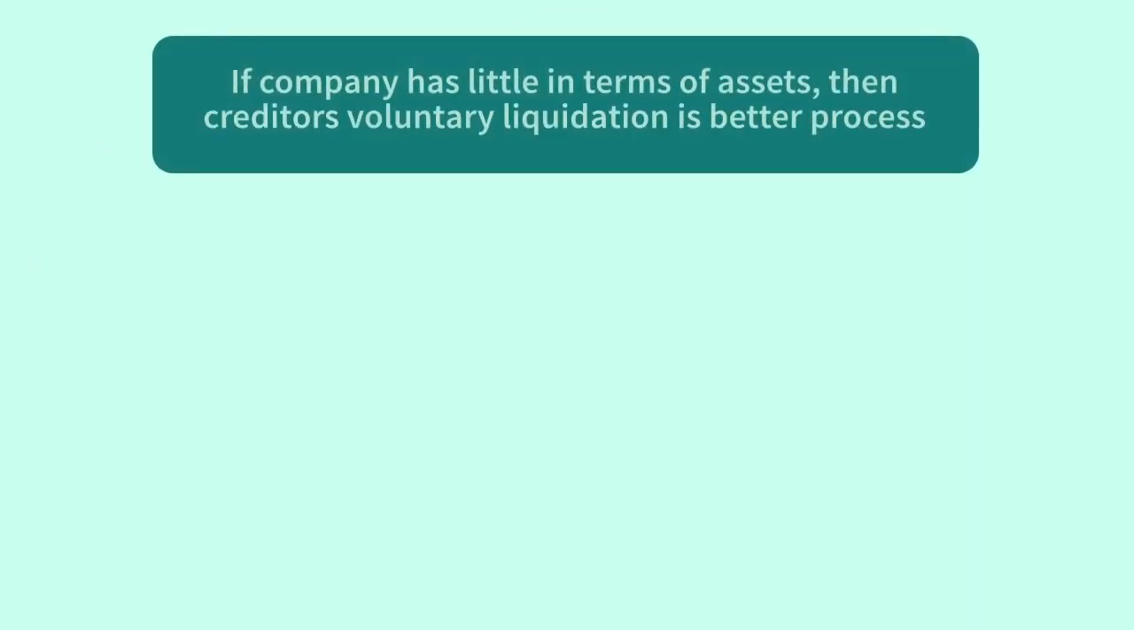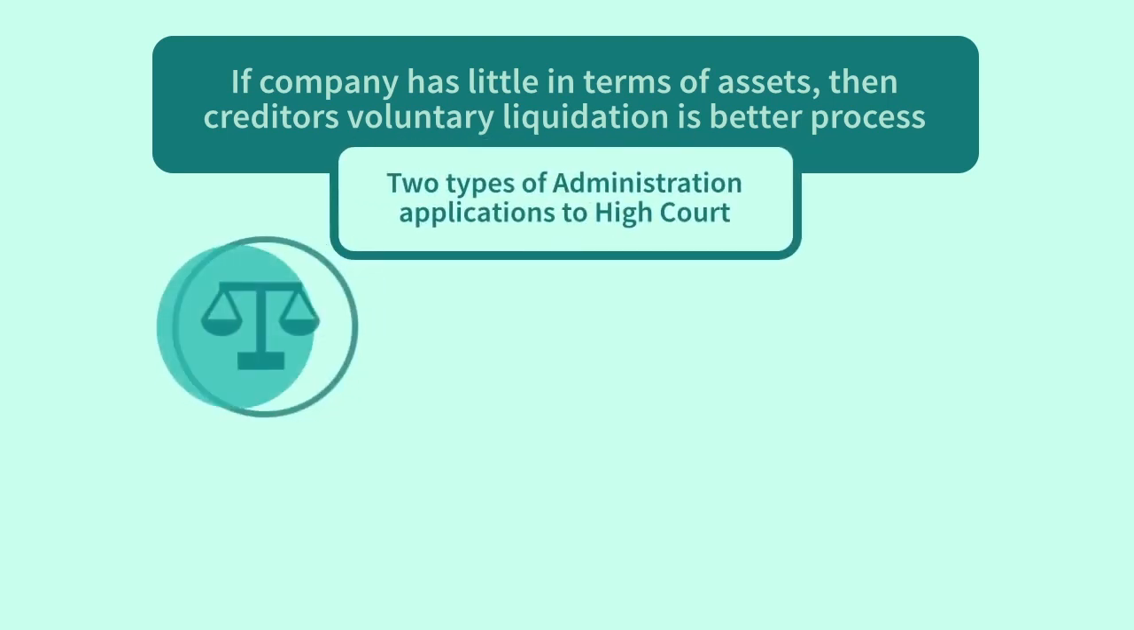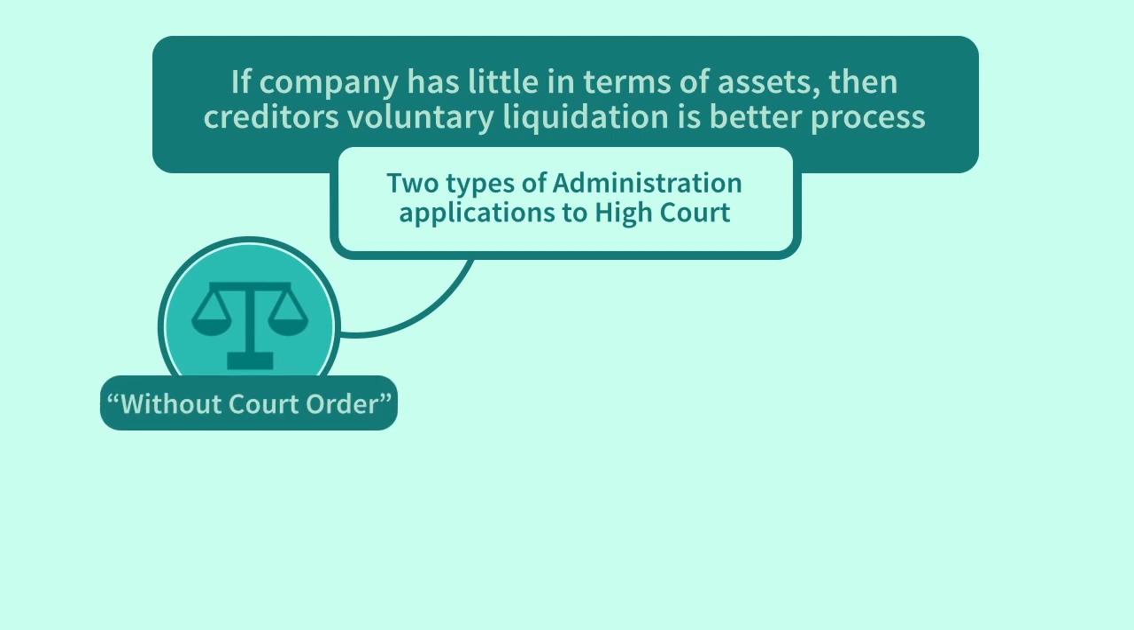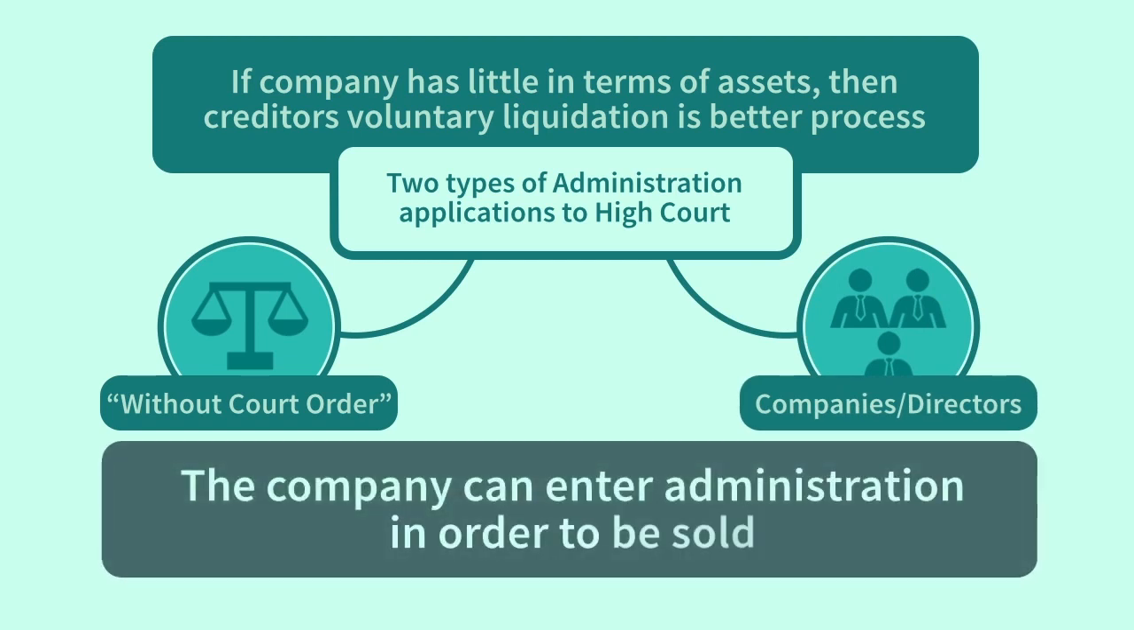If the company has little in the way of assets, poor cash flow, and no future, then creditors' voluntary liquidation is probably more appropriate than administration. There are two types of application to the High Court. There is the without court order appointment route for holders of qualifying floating charges and companies or directors. The company can enter administration in order to be sold to other companies, in order to maintain its existence in some format.